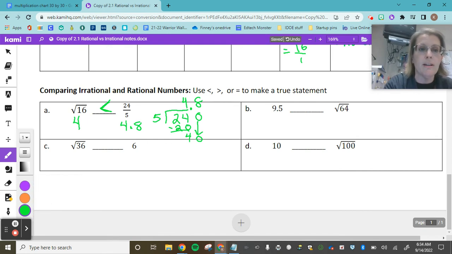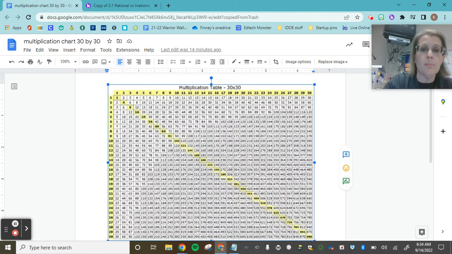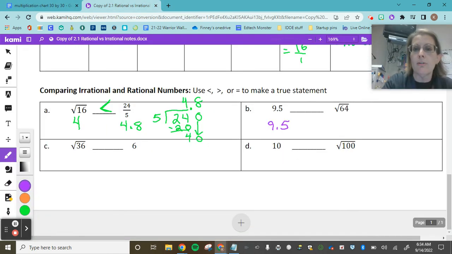Now we're going to try one more, and then you are going to do C and D and practice and check on your Edpuzzle video. So part B, I have 9.5. You don't have to worry about that. It's already a decimal. But now I need to figure out what the square root of 64 is. So I go back to my multiplication table. I look for 64, and I see that 8 times 8 is 64. So the square root of 64 is going to be 8. And now I can tell that 9.5 is going to be greater than 8. So now try C and D, check it with your Edpuzzle video, and then you're ready to practice.